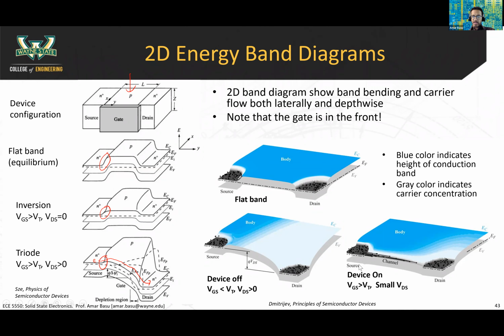When the device is on, the drain is at a lower energy than the source, just like this one here, but then you've also reduced the energy barrier between the source and the channel region, so electrons can flow right through.